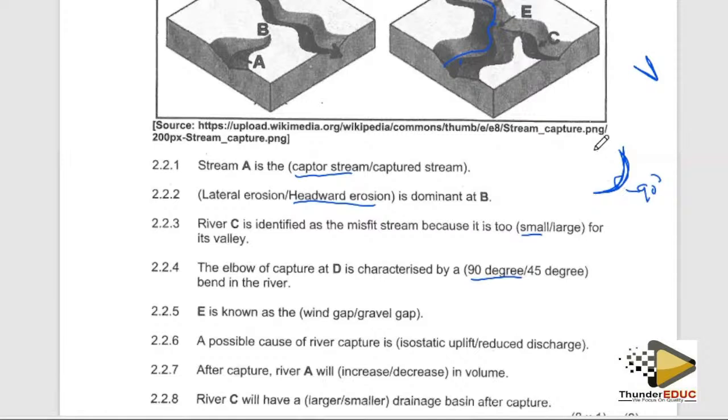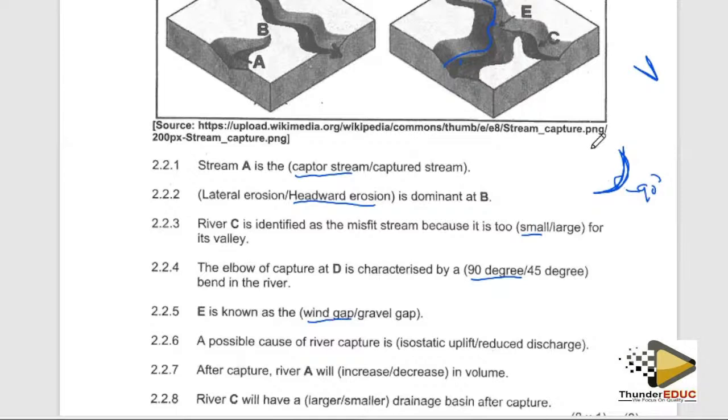2.2.5, E is known as the wind gap, because that is between the elbow of capture and the misfit. So it makes the wind gap the correct answer.